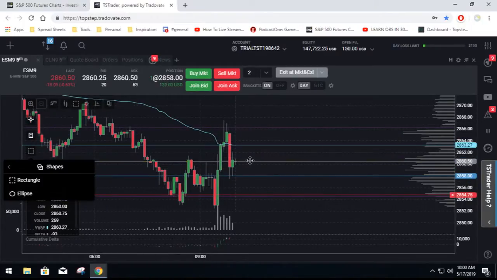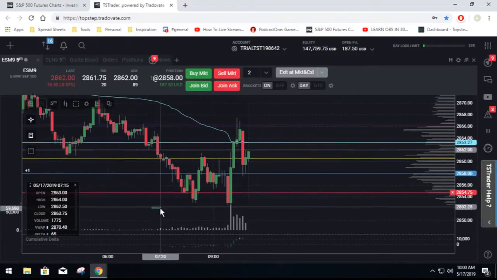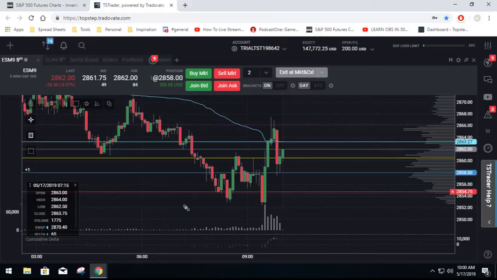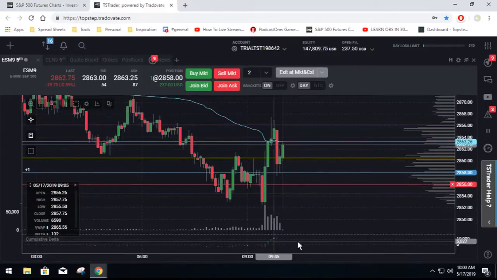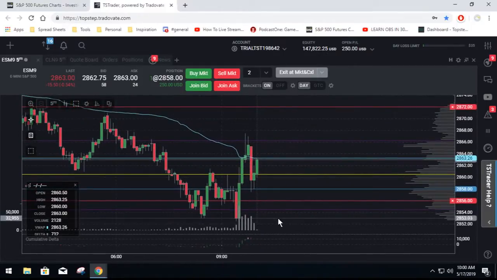Value POC. See your POC shifted down. The expectation is for you to hit POC, push to the upside. So there's your 10 a.m. trade by the 60s.